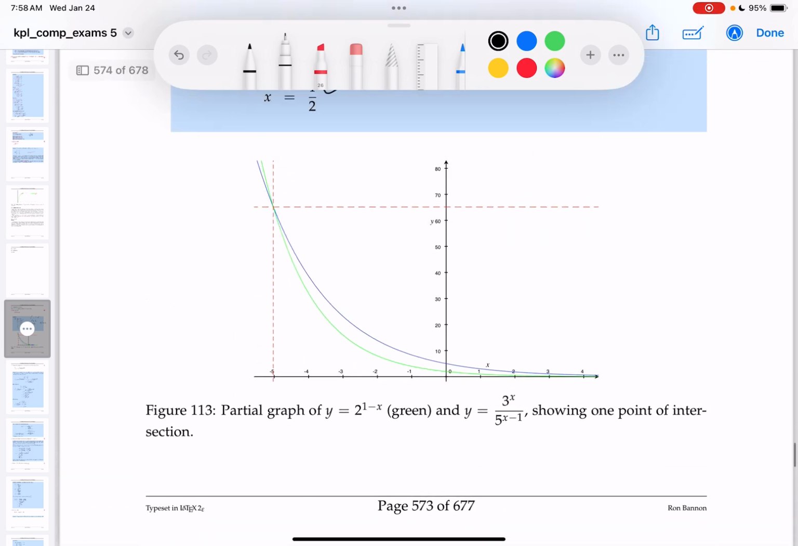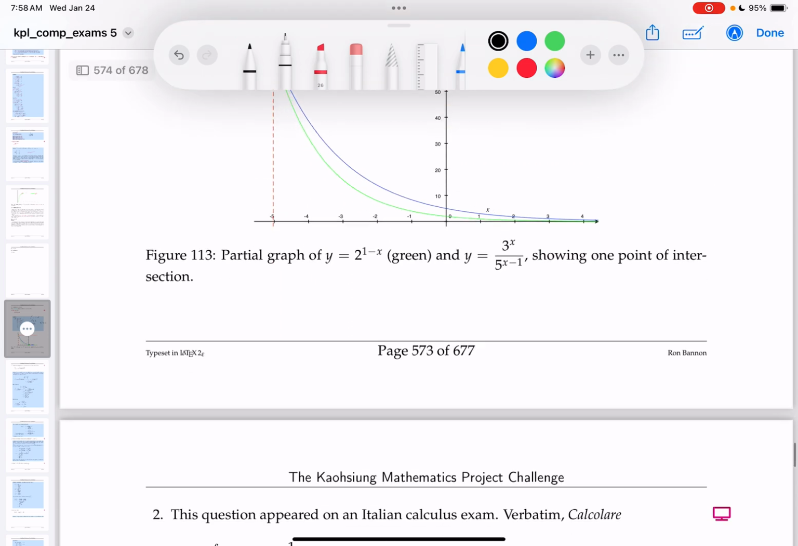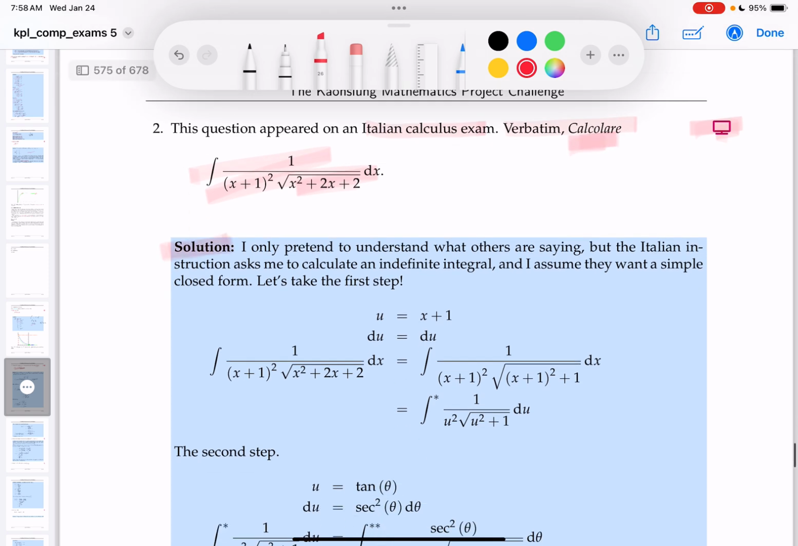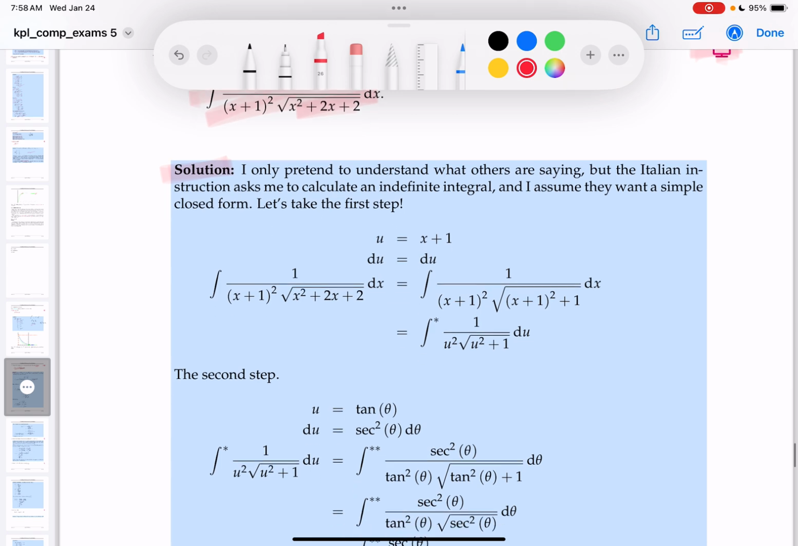The next question now, and let me be careful about this. Integrations, I can't say enough times, they're generally very difficult to do, all right? This one came from an Italian calculus exam, and that was the instruction verbatim, and they want you to calculate it. You can probably figure that out by looking at the word over here. And again, I went through it, and when I'm looking at these things over here, I put all the steps down for you, all right?